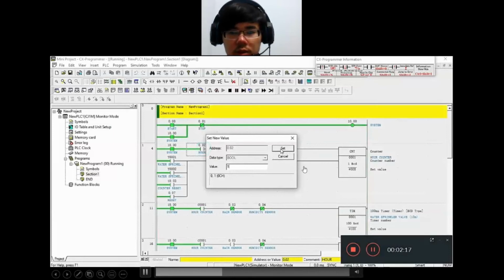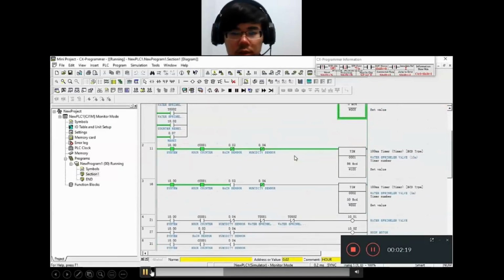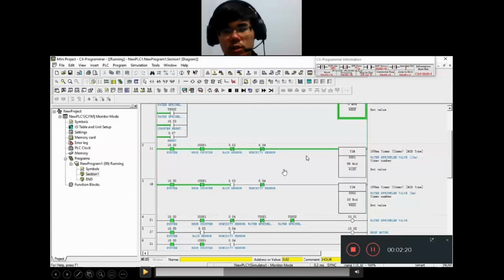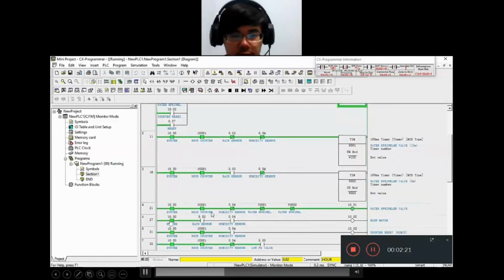Okay, this one. Once the counter is on, since the rain sensor and humidity sensor are equal to 0, that means there is no rain and the soil humidity is dry. So the water sprinkler valve will start to irrigate the plants, and meanwhile the timer will start counting down for 10 minutes. Here it's just set to 100 seconds to quickly show the process.